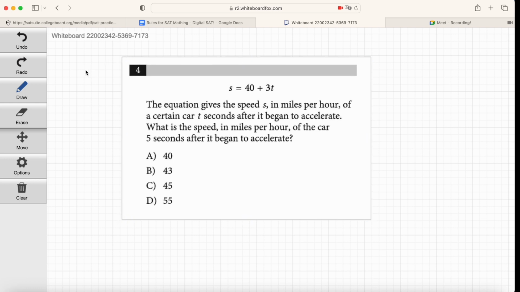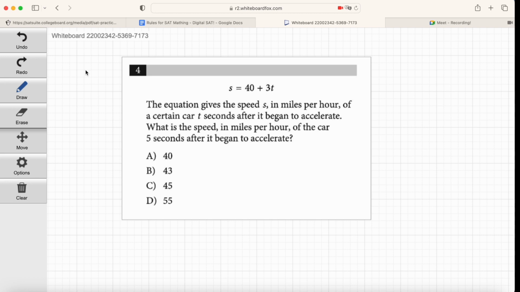Go and read question number 4 for us, and we'll discuss it. S equals 40 plus 3t. The equation gives the speed s in miles per hour of a certain car t seconds after it begins to accelerate. What is the speed in miles per hour of the car 5 seconds after it begins to accelerate?